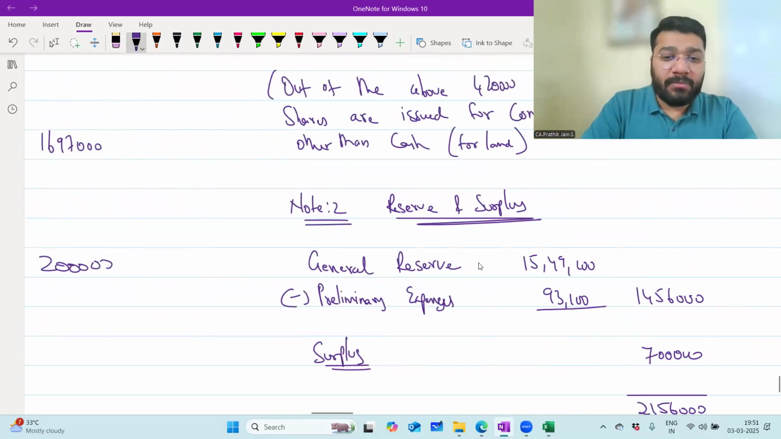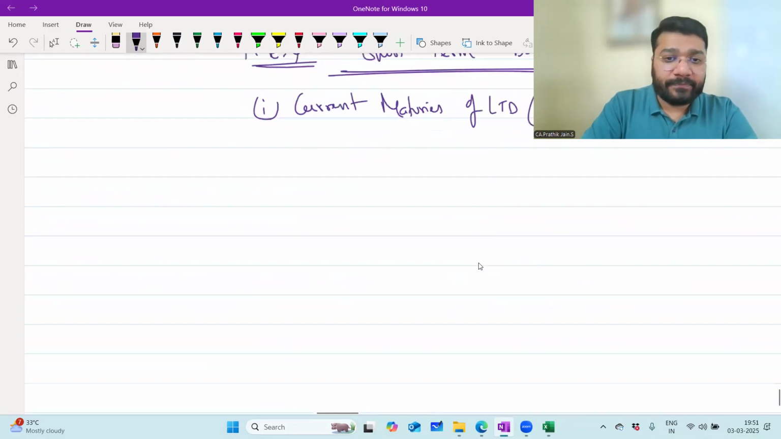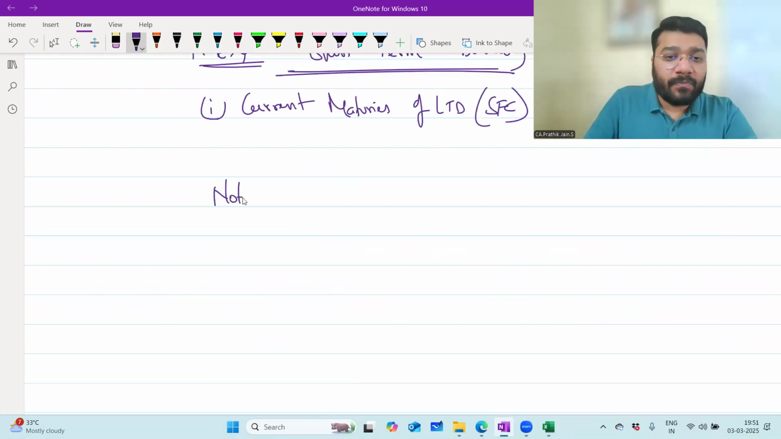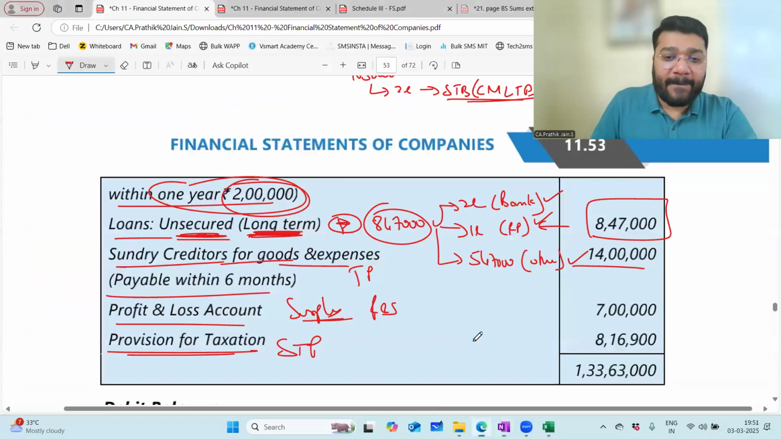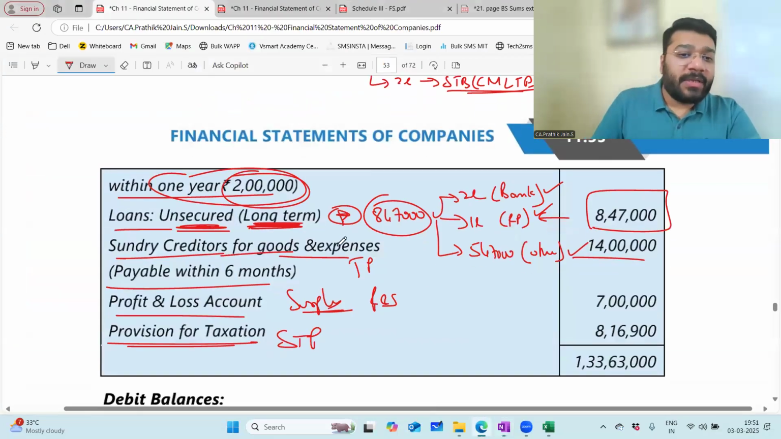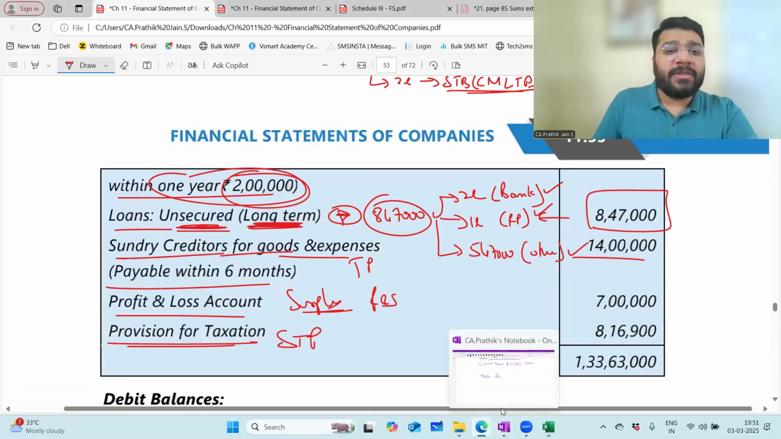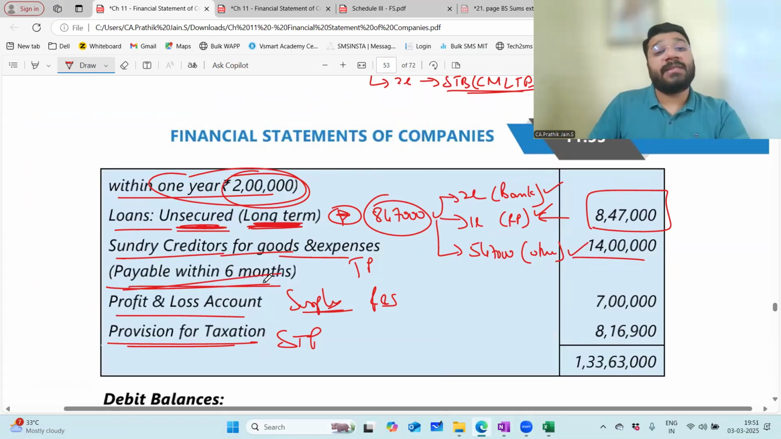Trade payable, Note number 5. Sundry creditors due payable within 6 months, that is, 0 to 6 months. So in that case, is aging not required, because it is payable within 6 months of the due date? No, it is payable within 6 months. It is not due yet, sir. So no aging. Not due yet.